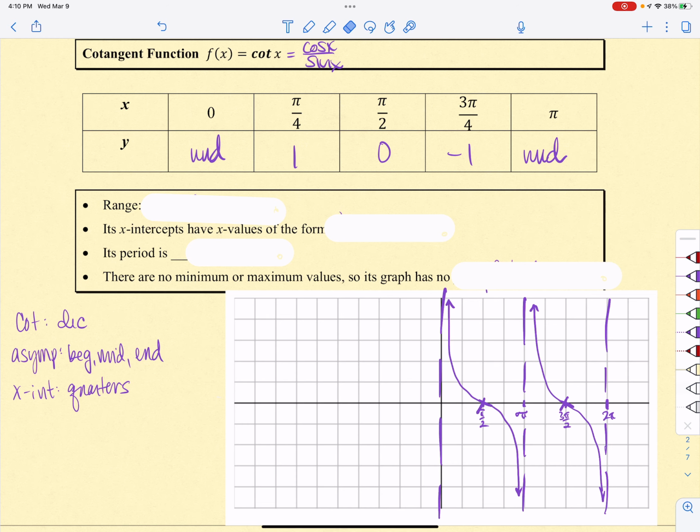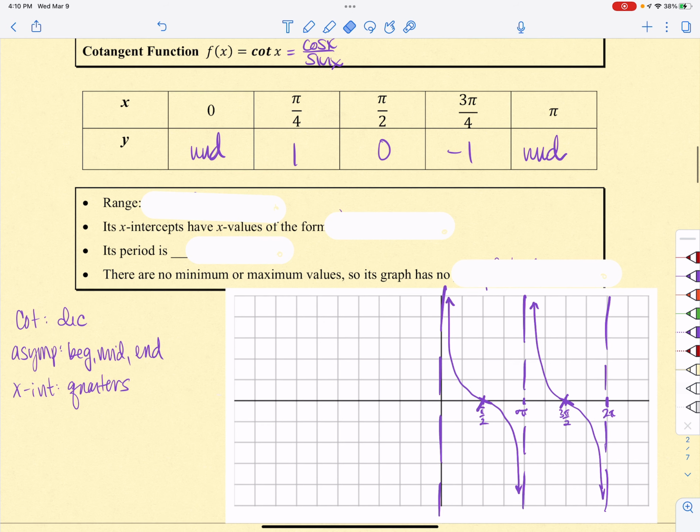Now, before I go and work on tangent, let's go ahead and get these answers to these questions. My range is going to be all real numbers. My x-intercepts start at pi over 2, and then I have another x-intercept every pi from there. So after 1 pi, after 2 pi, after 3 pi, every whole pi, I'm going to have another x-intercept. Now, here's the tricky part.